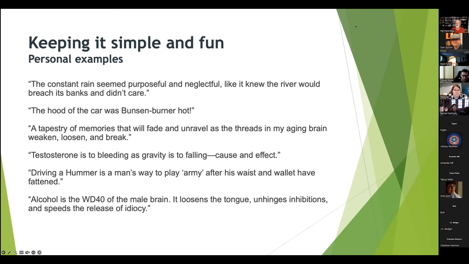The next three are from a road trip novel that I wrote, involving three men that are turning 50. Testosterone is to bleeding as gravity is to falling, cause and effect. Driving a Hummer is a man's way to play army after his waist and wallet have fattened. Alcohol is the WD-40 of the male brain. It loosens the tongue, unhinges inhibitions, and speeds the release of idiocy. So those were some of the ones that I pulled in from my own writing.